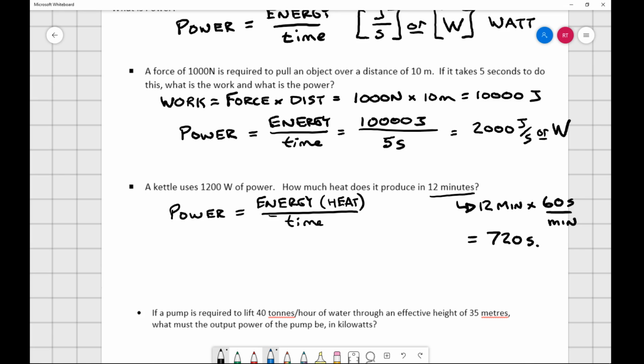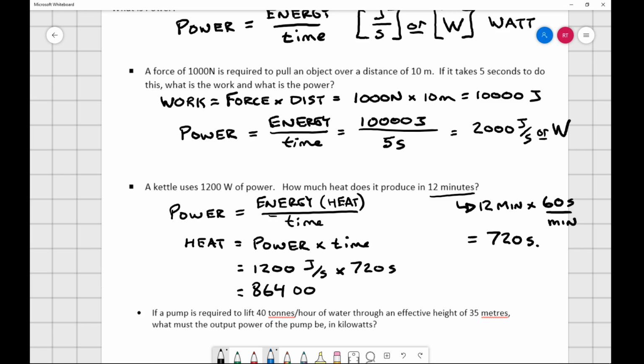We'll need to rearrange this equation to solve for energy. So my heat is going to be equal to power times time. 1,200 watts, or joules per second, times 720 seconds, and that's going to give me a value of 864,000 joules of energy.